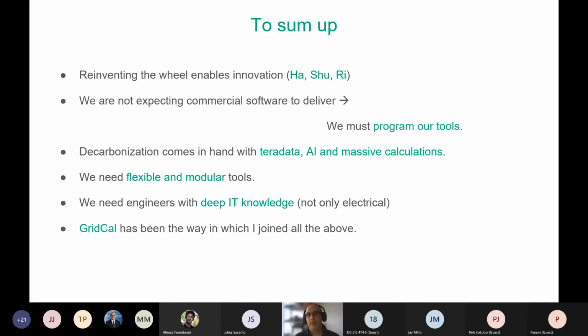The decarbonization comes hand in hand with Teradata, artificial intelligence, and massive calculations. And I believe there is no way around that. So that's why we need people with really deep IT knowledge and more flexible and modular tools. And that's what open source gives you. If you can open a tool and strip away what you don't want, that's the ultimate flexibility. And for me, GridCal has been the way in which I join all the above.